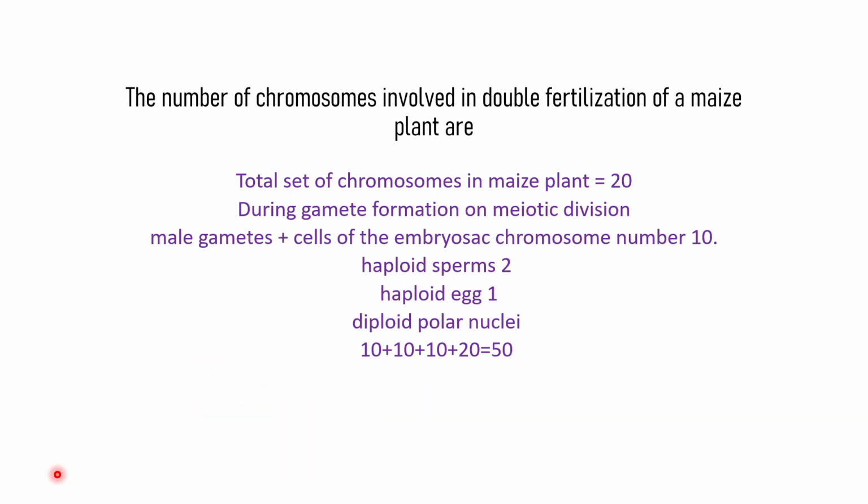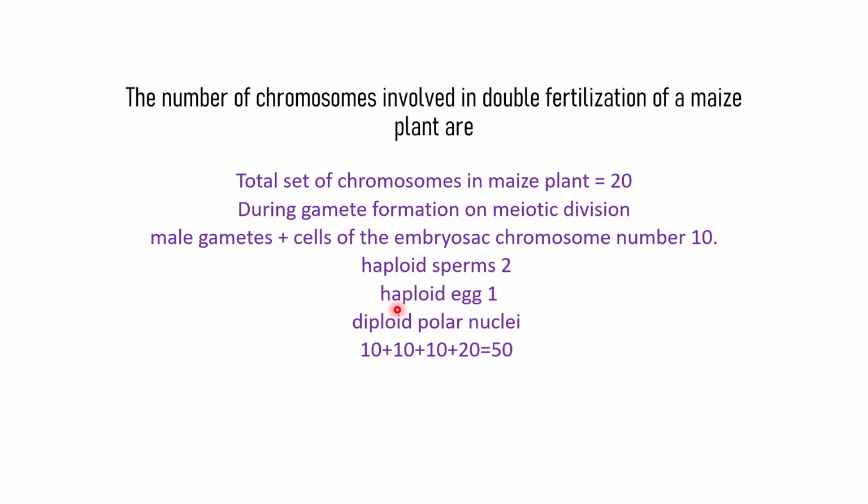Moving on to the next question. The total number of chromosomes involved in double fertilization of a maize plant. The total set of chromosomes in a maize plant is 20. We know that. So after meiosis or reduction division, this chromosome number 20 will get reduced to exactly half, that is 10. So all the cells of the embryo sac plus the male gametes are going to have a chromosome number 10. Now let us calculate the cells of the embryo sac.